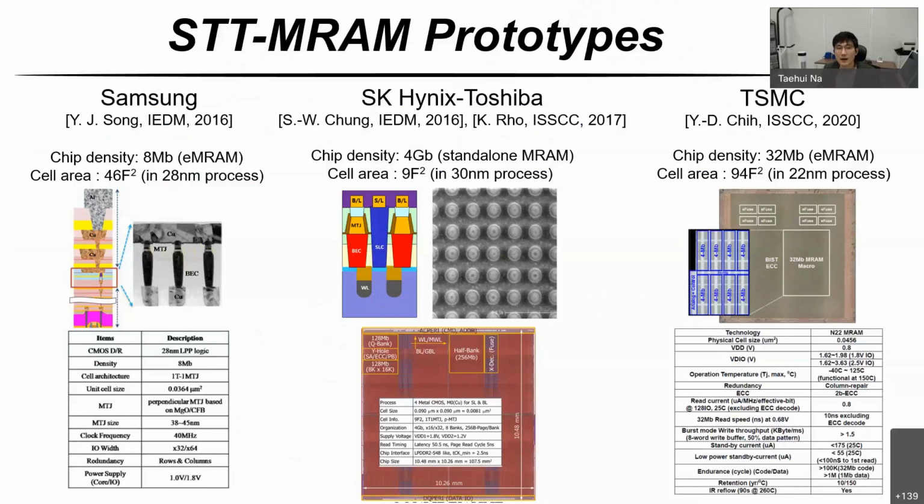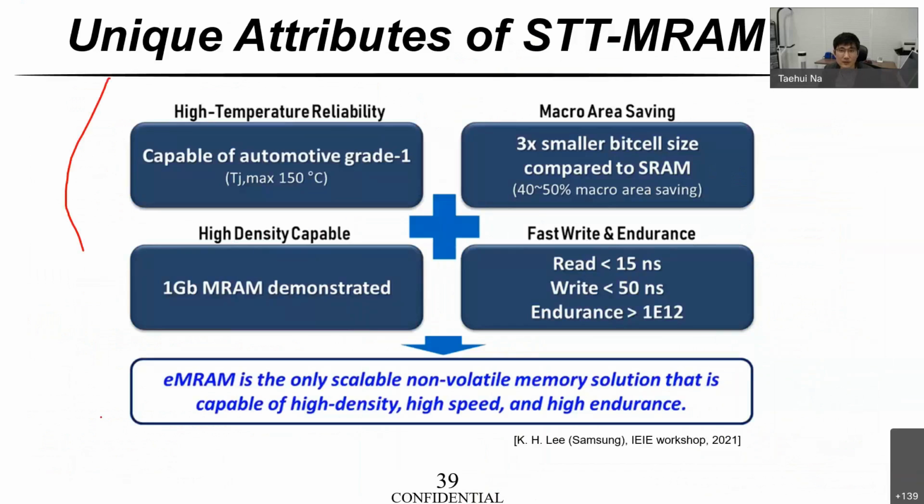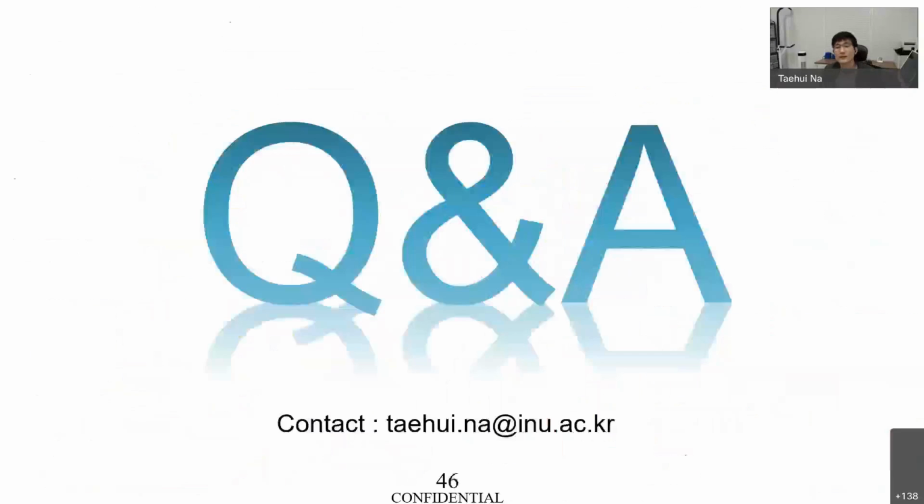So far, many big tech companies have already demonstrated STT-MRAM prototypes. Please refer to this slide; it is also commercially available. Samsung announced 28 nanometer in 2019, and this is the GPS smartwatch chip employing embedded STT-MRAM of 1 megabyte. And TSMC, Everspin, and Intel are also preparing. This is the characteristic of the STT-MRAM, and I will skip the introduction of my lab. Okay, that's all. I will finish, and thank you for attending my class.